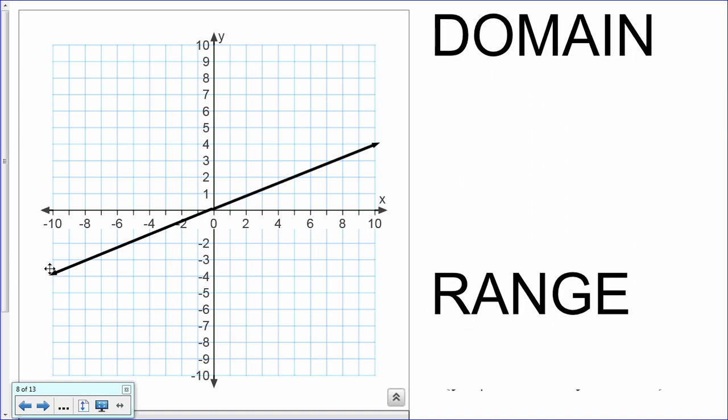So here we have arrows, okay? Those arrows mean that it extends past the graph, and it's going to keep going in that direction. Nothing's going to stop it. So when we look at the domain, the x values, it's not just going from -10 to 10. It's actually going past it. Nothing's going to stop it. So this one's going all the way to infinity, and this one's going to -infinity, okay?